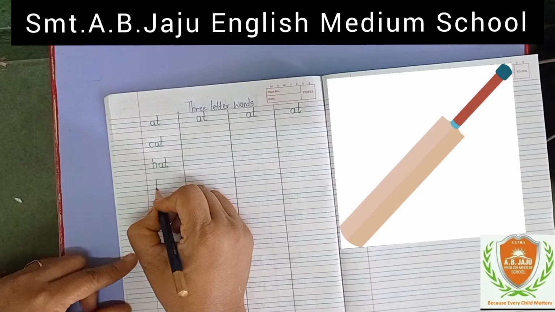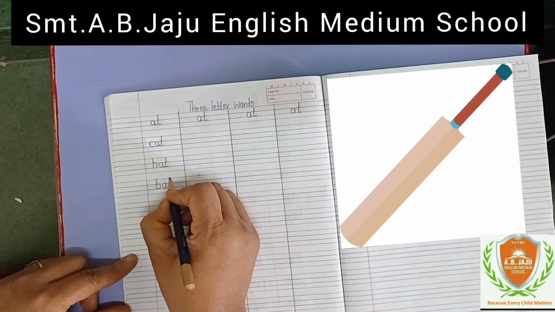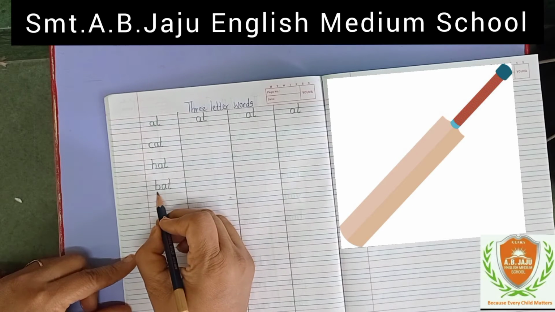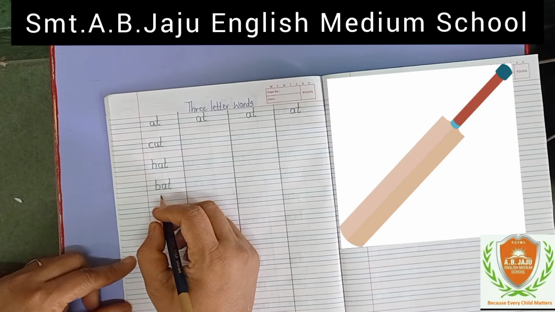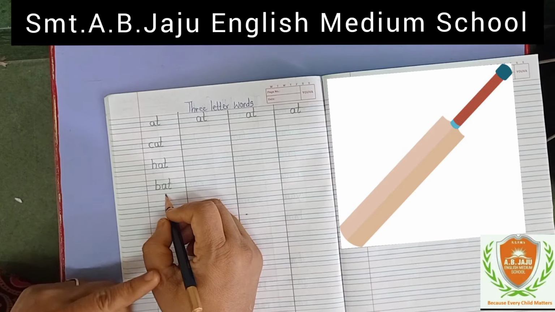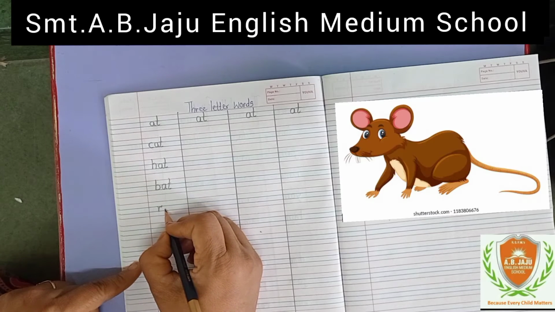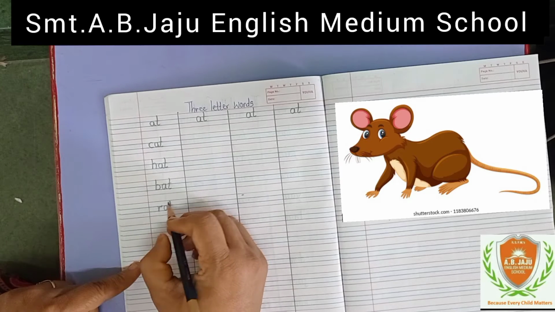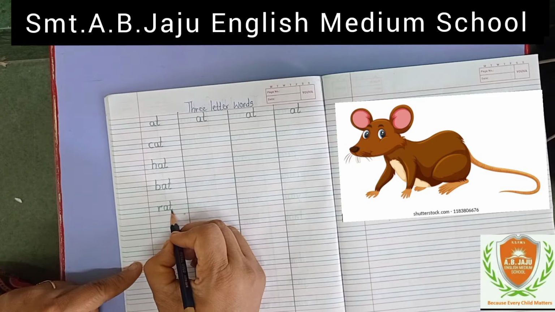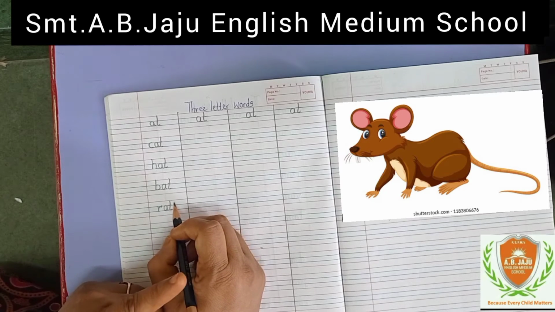Now small B, sound of B is B, A sound is A, T sound is T, B, A, T, bat. Do you play cricket? So this is a bat. Sound of R is R, sound of A is A, sound of T is T, R, A, T, rat. This is the picture of a rat.